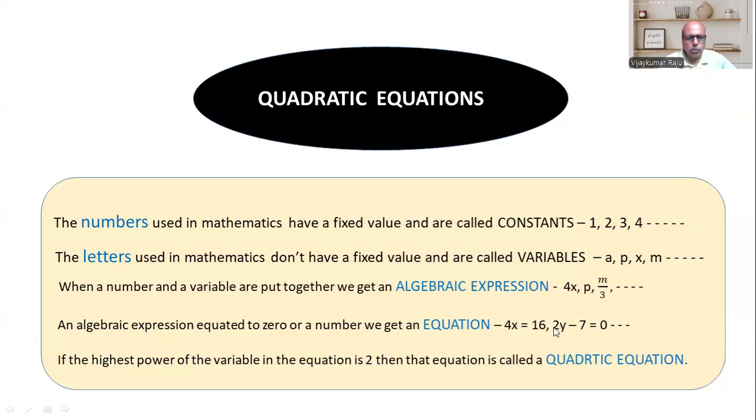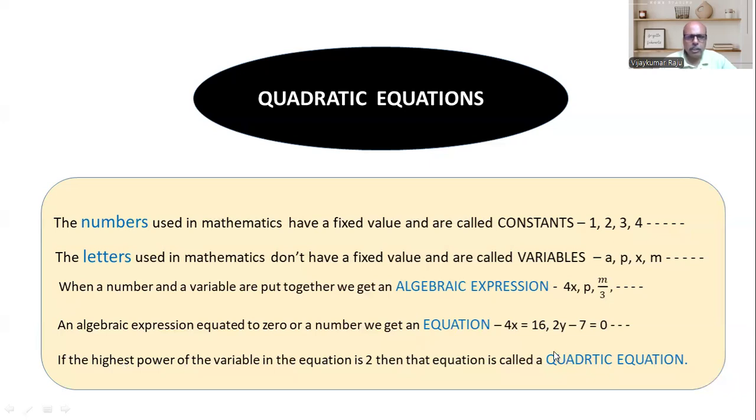Now, suppose the power of the variable happens to be 2. If the highest power of the variable in the equation is 2, then that equation is called a quadratic equation. I said highest power. There should be no other variable whose power is more than 2. Only the highest power should be 2. If it is more than 2, then it's not a quadratic equation. So if the highest power is 2, then it becomes a quadratic equation. Understood? Hope you understood what a quadratic equation is. An algebraic expression or an equation whose highest power is 2 is called a quadratic equation.